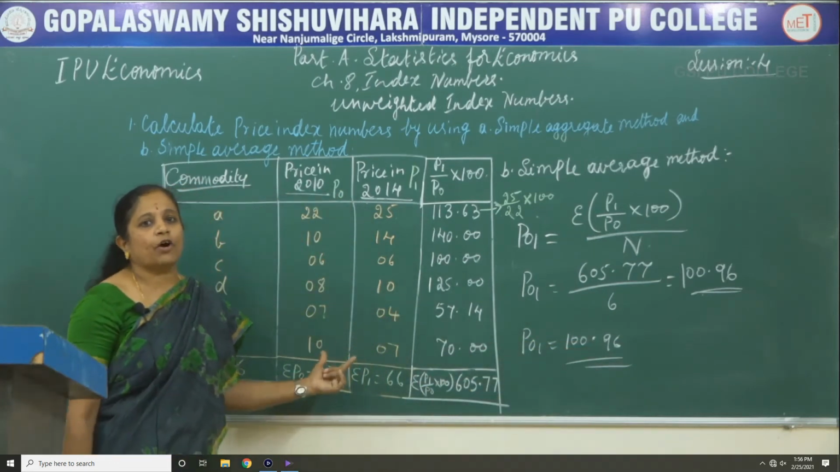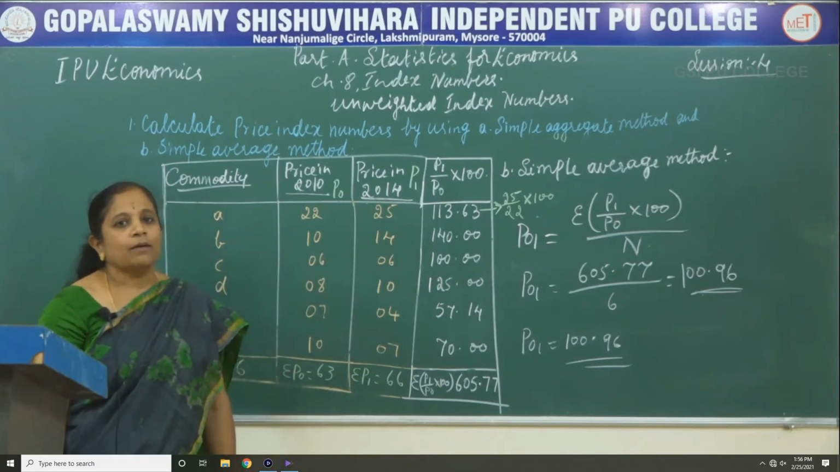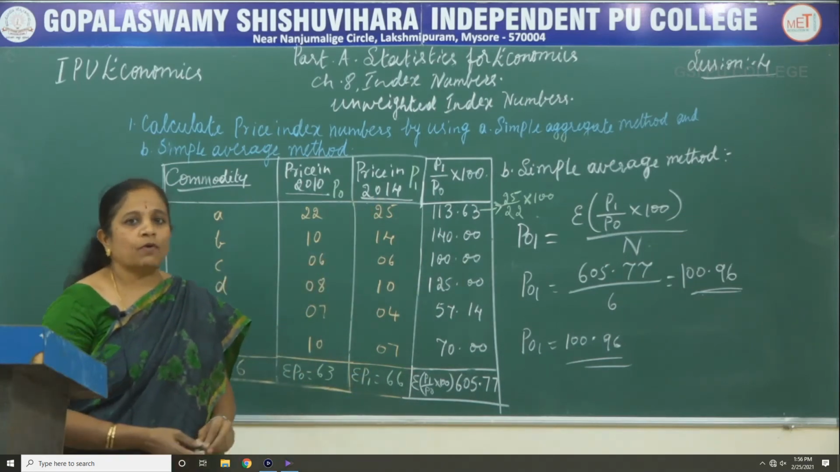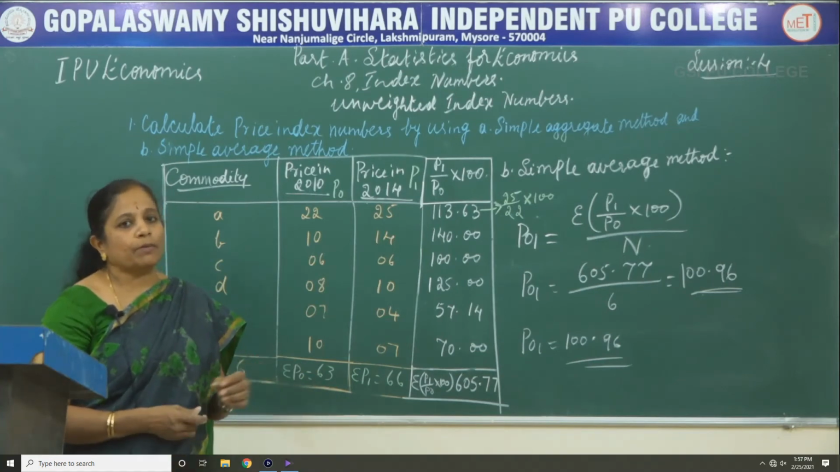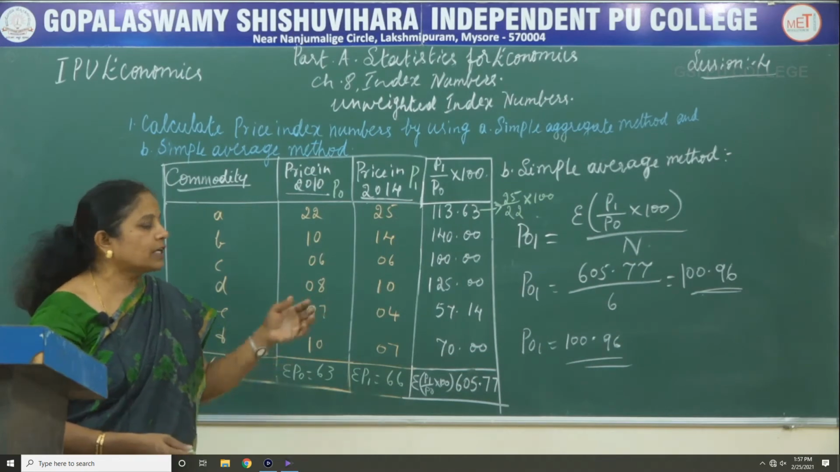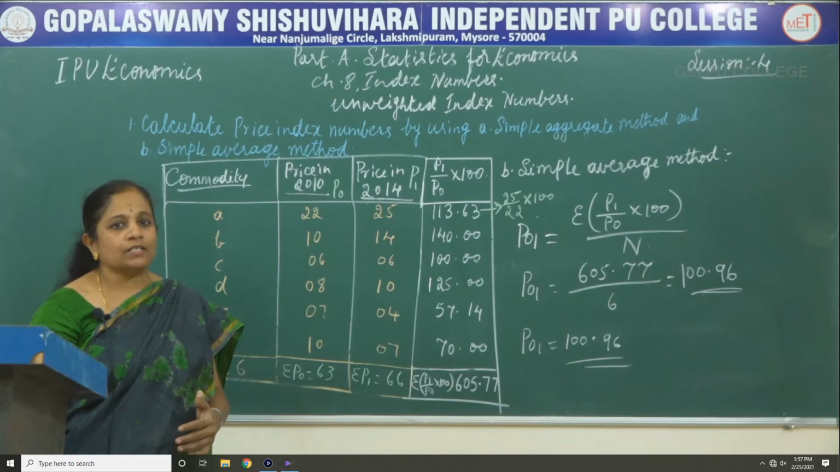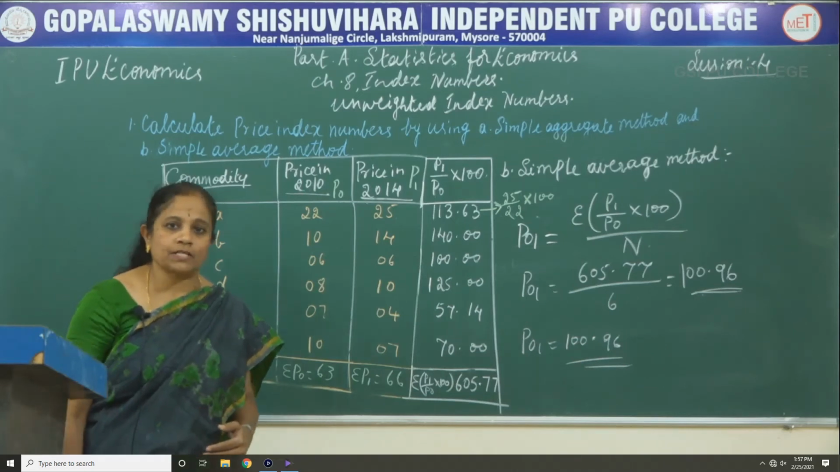So this is how we obtained the values from the simple aggregate method and the simple average method. So for this one problem is enough. You can put imaginary values or you can go through the problems in the textbook and you can work out. So next we will move towards the weighted averages or weighted index numbers.